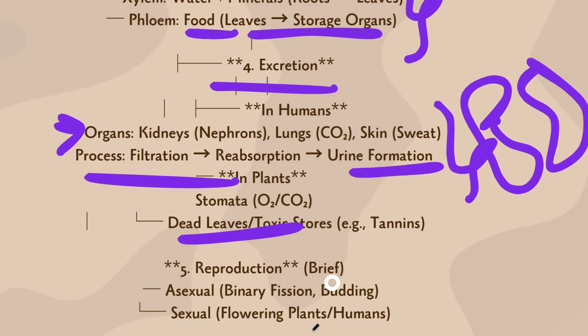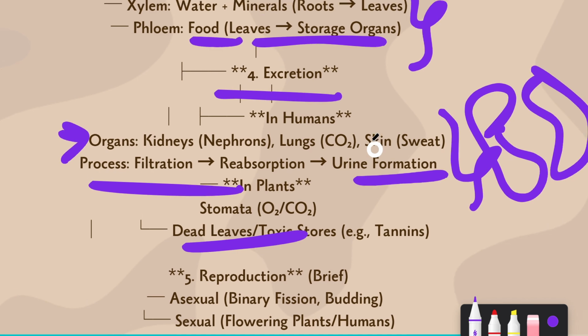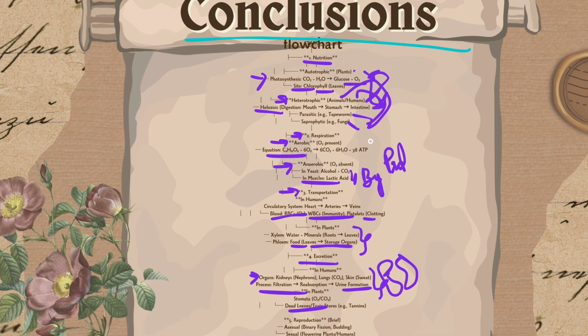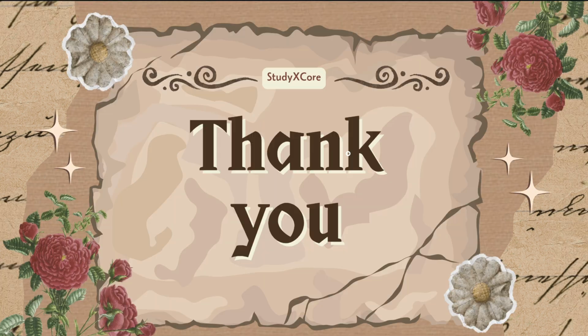The fifth one is reproduction, but we don't have it yet. So that is the end of the chapter, children.